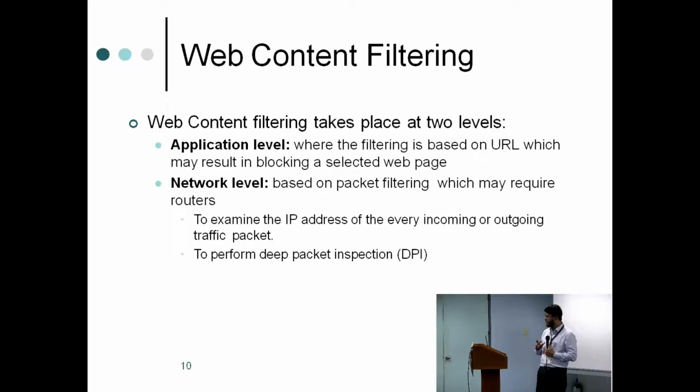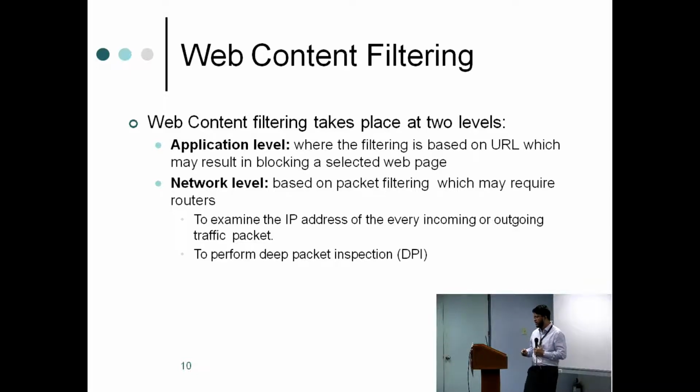There are two levels of filtering that take place for web content filtering. One is at the application level. In this case, the filter is based on the URL. When I say URL, that means they just look at what website you're trying to browse. Is it google.com? Is it facebook.com? Something like this. But they will not look at the packet headers or packet contents.